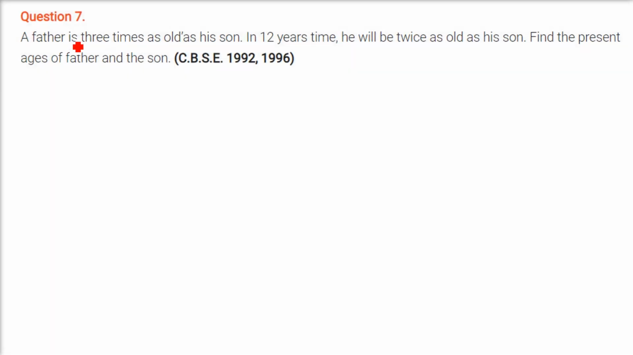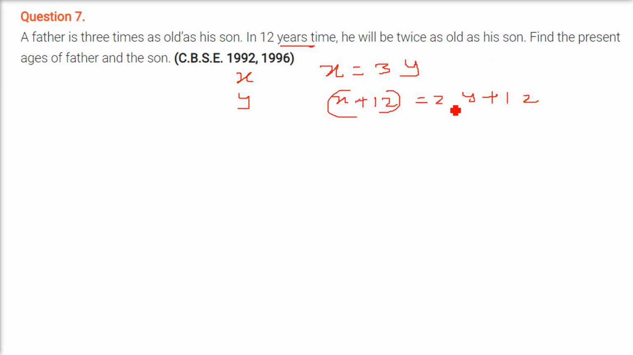A father is 3 times as old as his son. If father's present age is x, son's present age is y. It is given that the father's age is 3 times the age of son. In 12 years' time, we have to add 12 to father's age and 12 to son's age. In 12 years' time, he will be twice as old as his son. This is the first equation, this is the second equation.